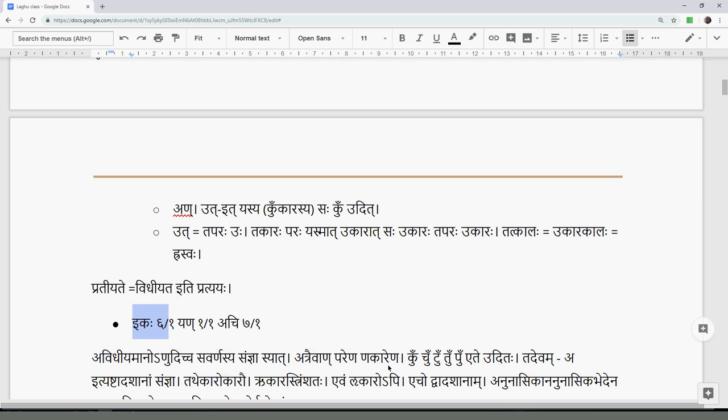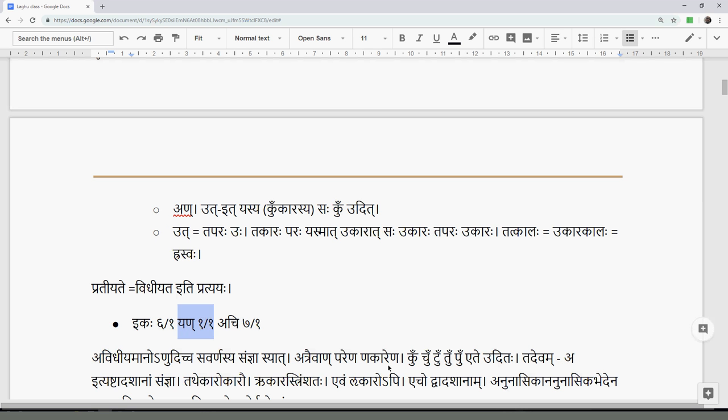Ikah, yan, achi. So, ikah sthane: in the place of ik, which is a pratyahara, I, u, ru, lu. Therefore, i, u, ru and lu are included by ik. So, in the place of i, u, ru and lu, what is the adesha? Yan. We will see the meaning of the sutra in the ach sandhi, which is the next prakarana.